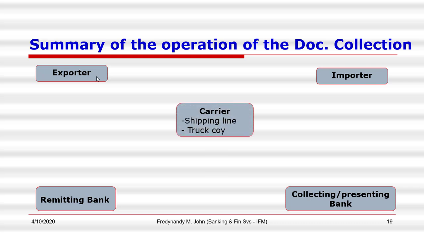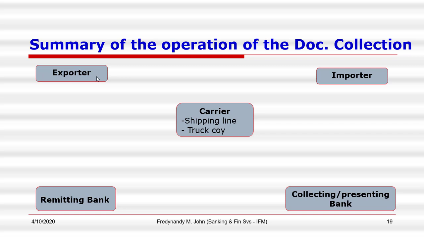Next in this arrangement is the carrier. The carrier can be the shipping company, truck company, railway company, or any other transporting company. The carrier is responsible to transport goods from the exporting country to the importing country.